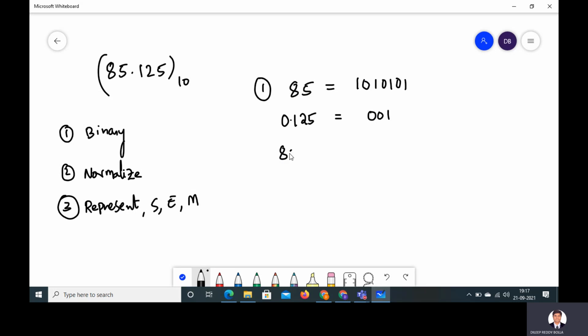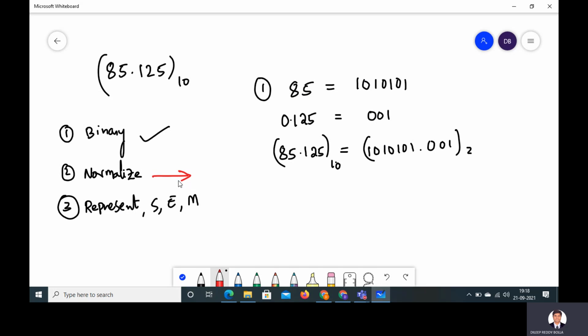Altogether, 85.125, the value we have taken, has the equivalent binary value 1010101.001. So this was in decimal, and this is in binary. This is the first step, and it is very clear, with no confusion. Whatever number is given to you, convert it into its equivalent binary. That is done. Now let us do the second step.